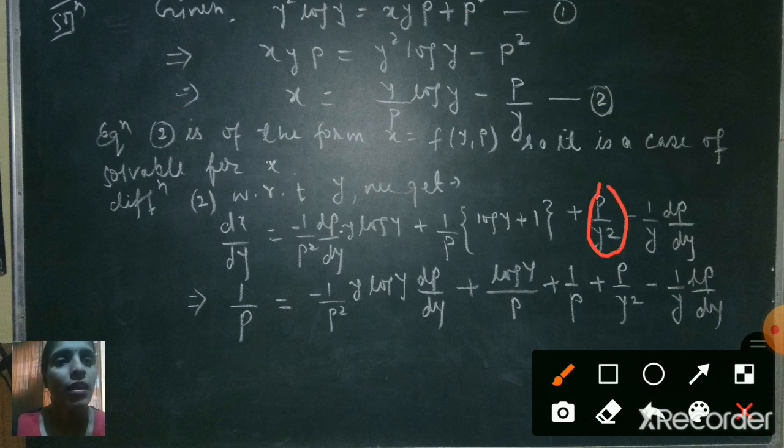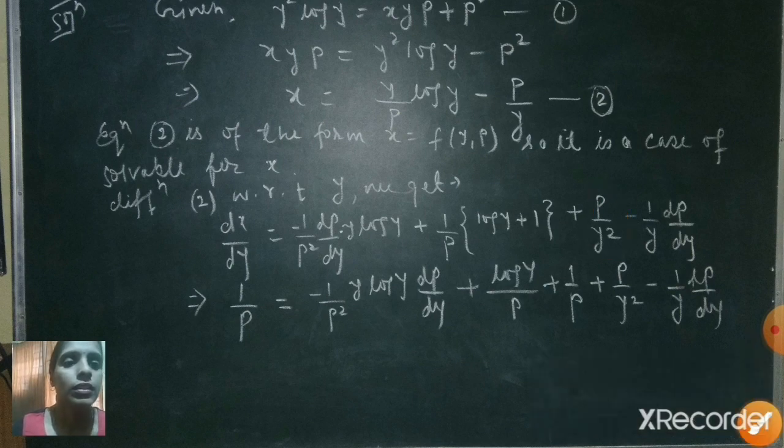And then we have a chance of differentiation of p, so minus 1 by y is taken outside, and we are now going to differentiate p. While differentiating p we get dp by dy. Okay, now we just place all these terms.